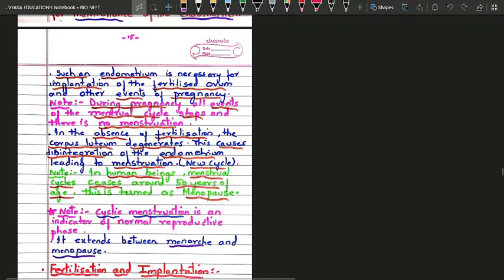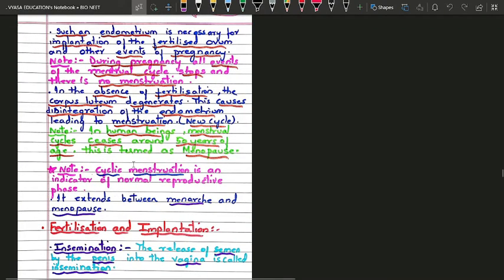Right. Note, here there is a note. In human beings, menstrual cycle ceases around 50 years of age. This is called as menopause. This is a 1 mark question. In human beings, menstrual cycle ceases around 50 years of age. This is termed as menopause.